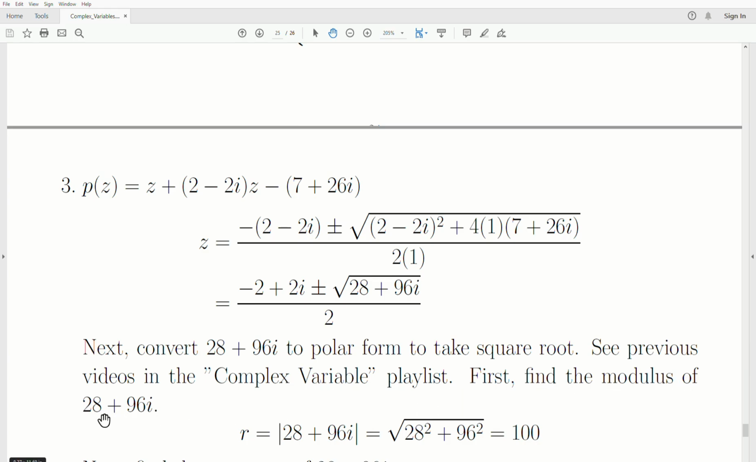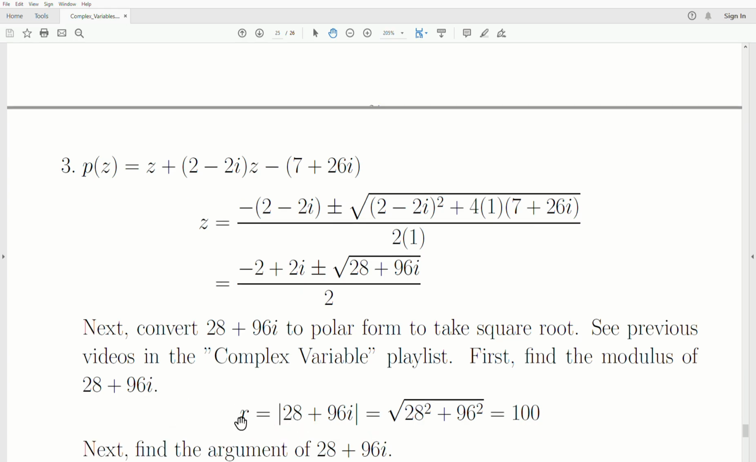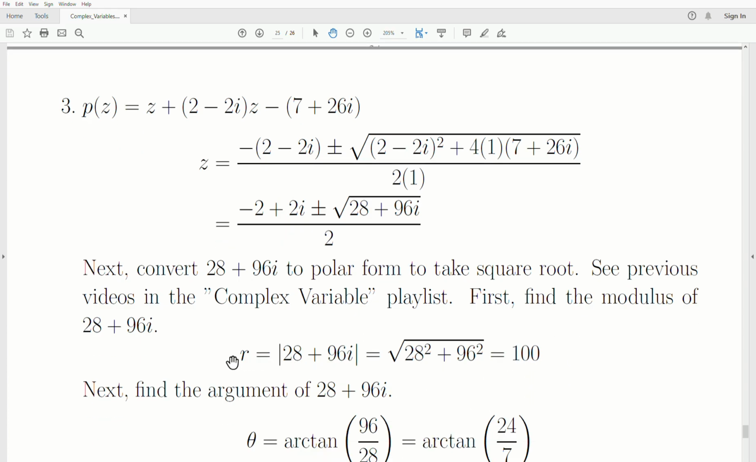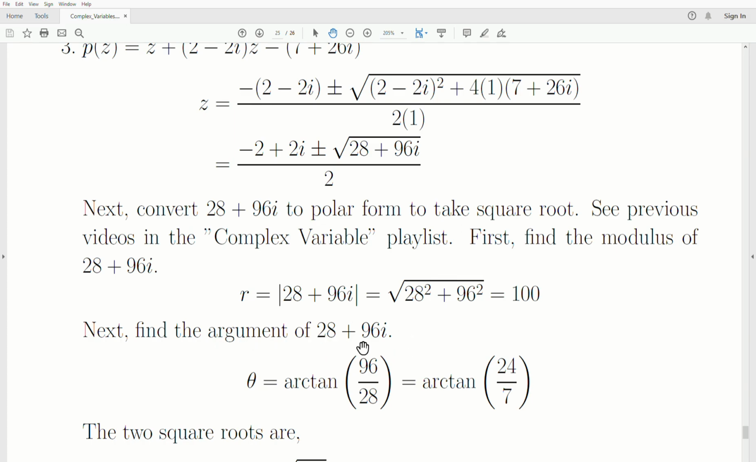First, let's find the modulus of 28 plus 96i, and we're going to denote it by r. So r is the square root of the square of the real component plus the square of the imaginary component, which is 100. That's r. Next, find the argument, which is the angle that the complex number, or the vector, creates with the real axis. As in a previous video, the argument is the arctangent, the inverse tangent, of the imaginary part divided by the real part. So it's the arctangent of 24 over 7.